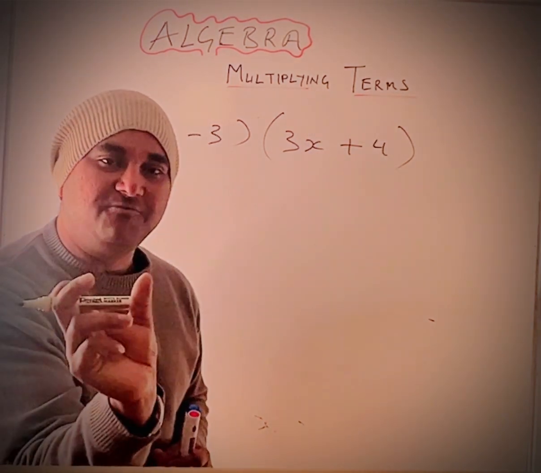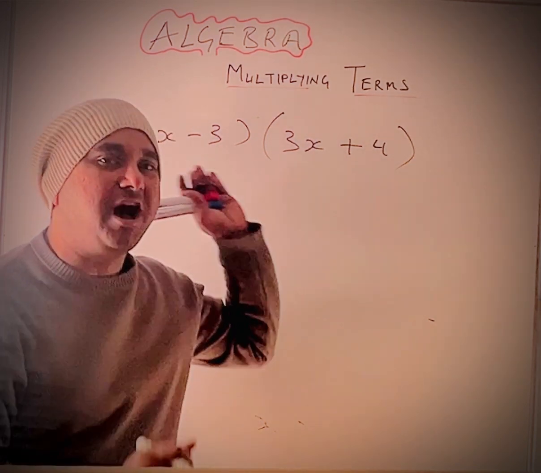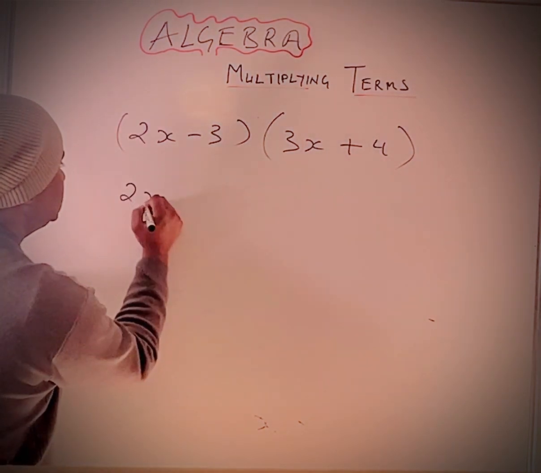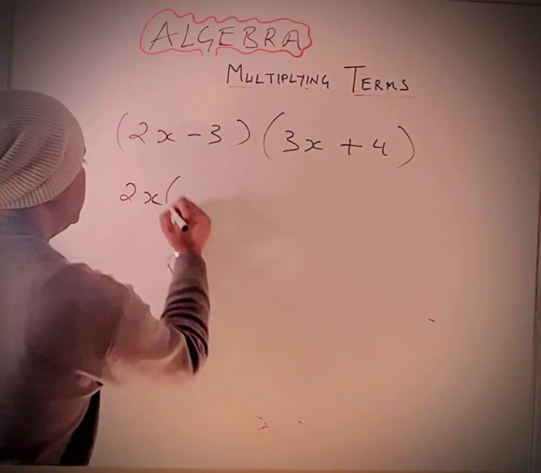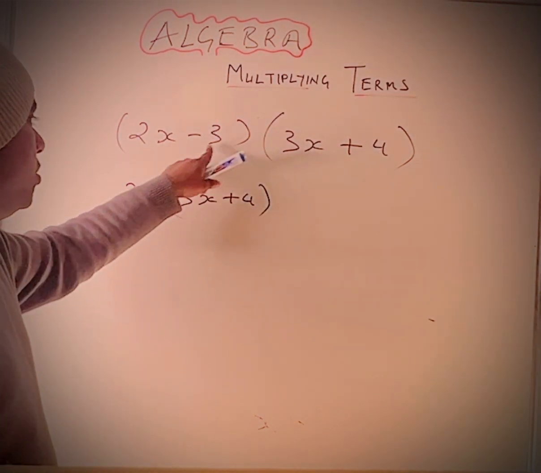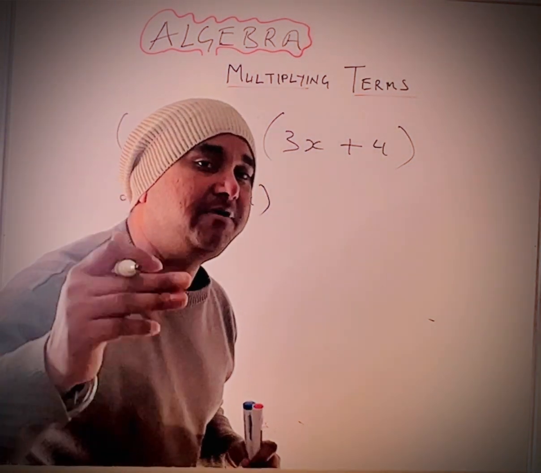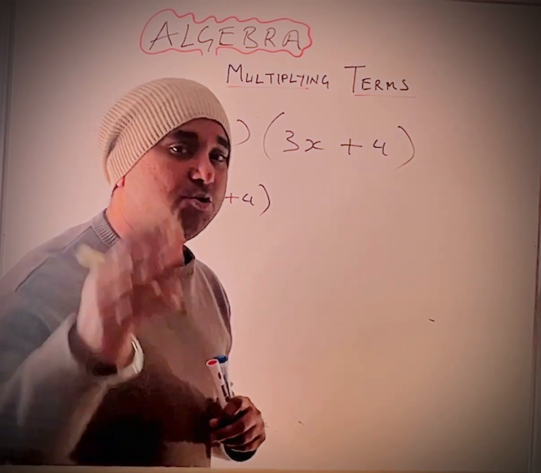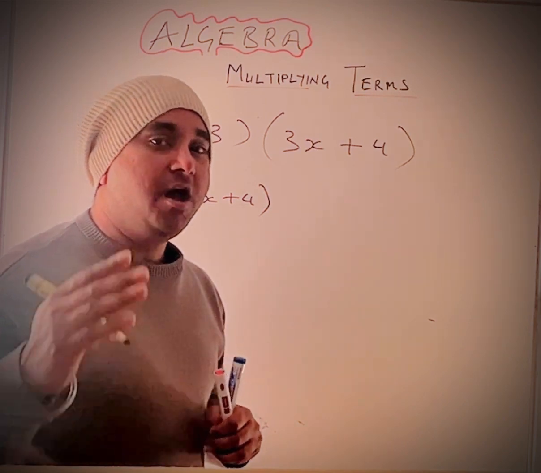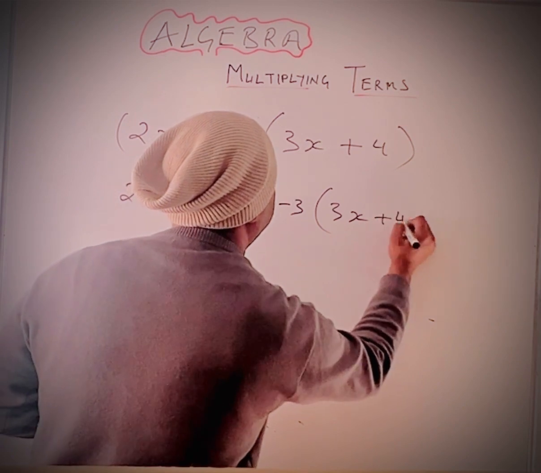We're going to pick one term first, and we will multiply that term with the entire second bracket. Let's say 2x is our first term. We pick that one and multiply with 3x plus 4. Now we pick the second term, which is minus 3. Never, ever ignore the negative sign. You are not allowed to do that. So minus 3 times 3x plus 4.